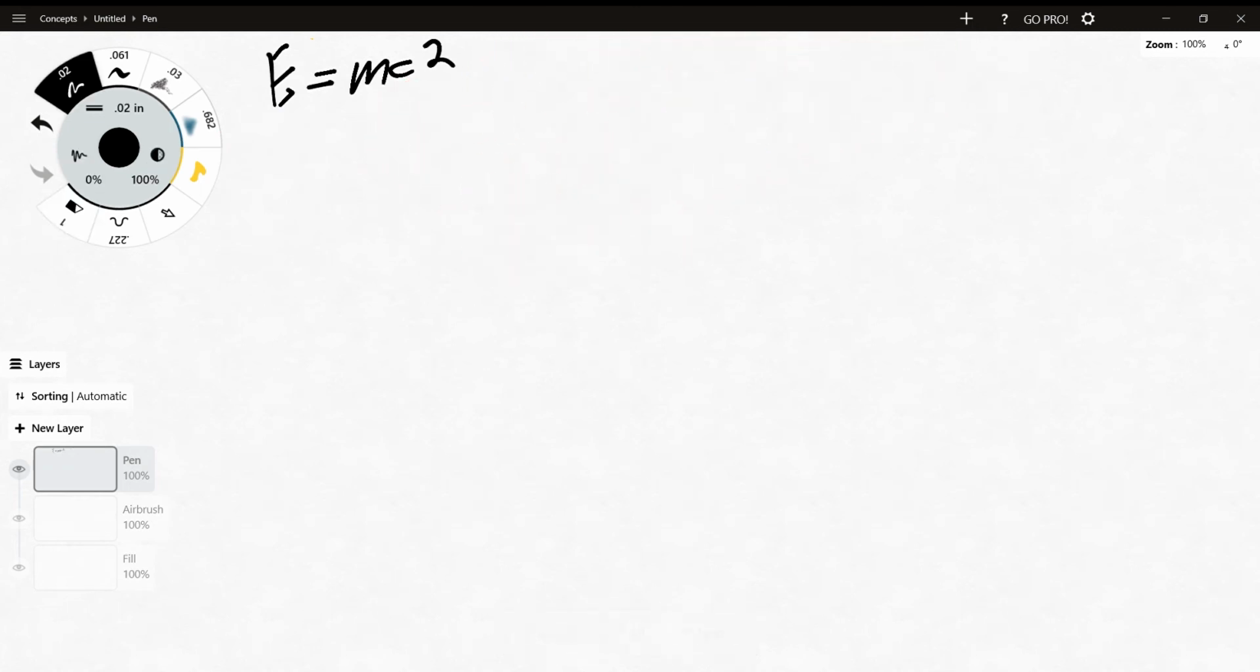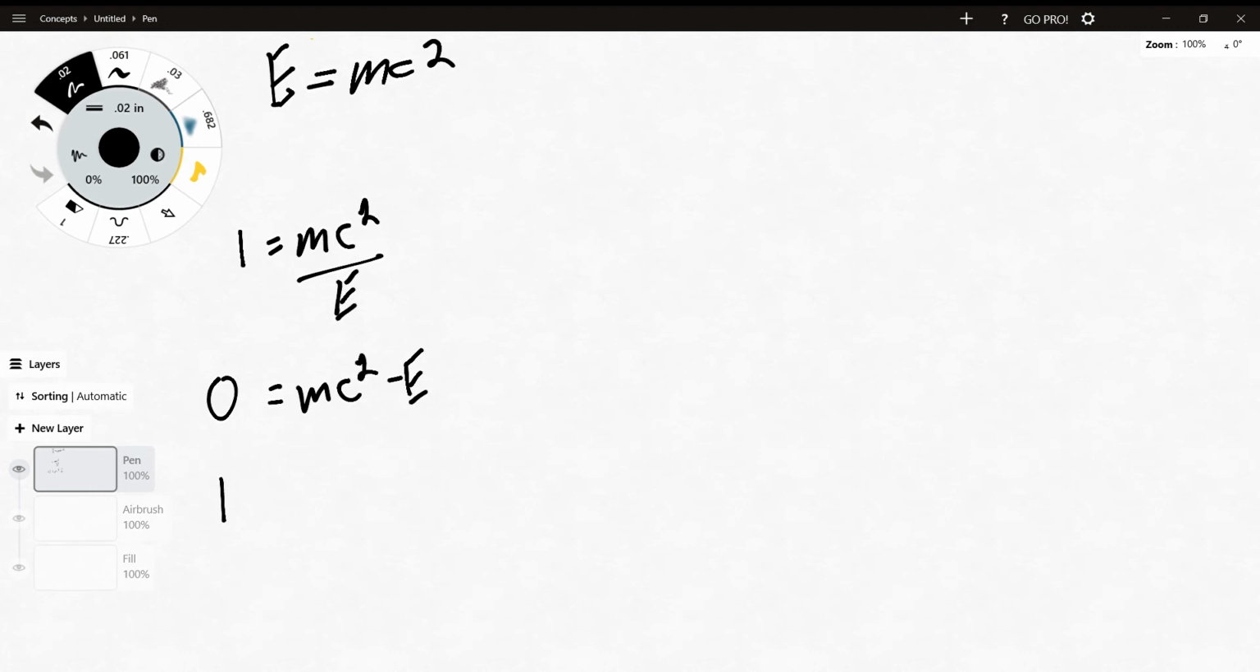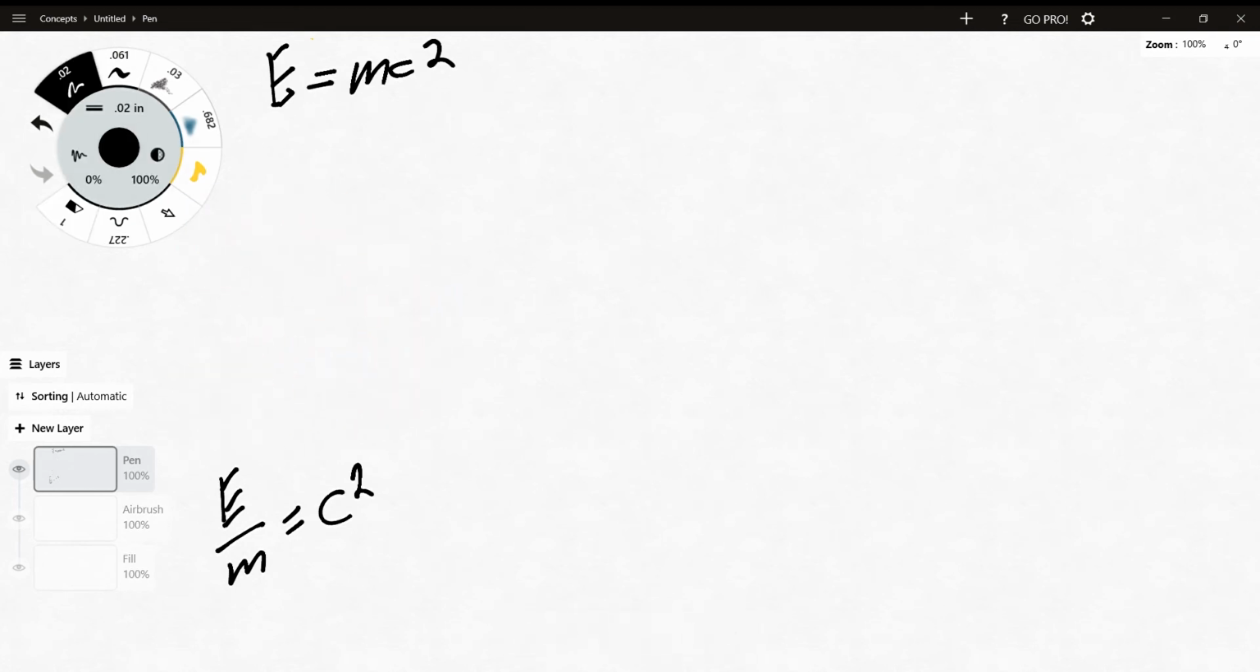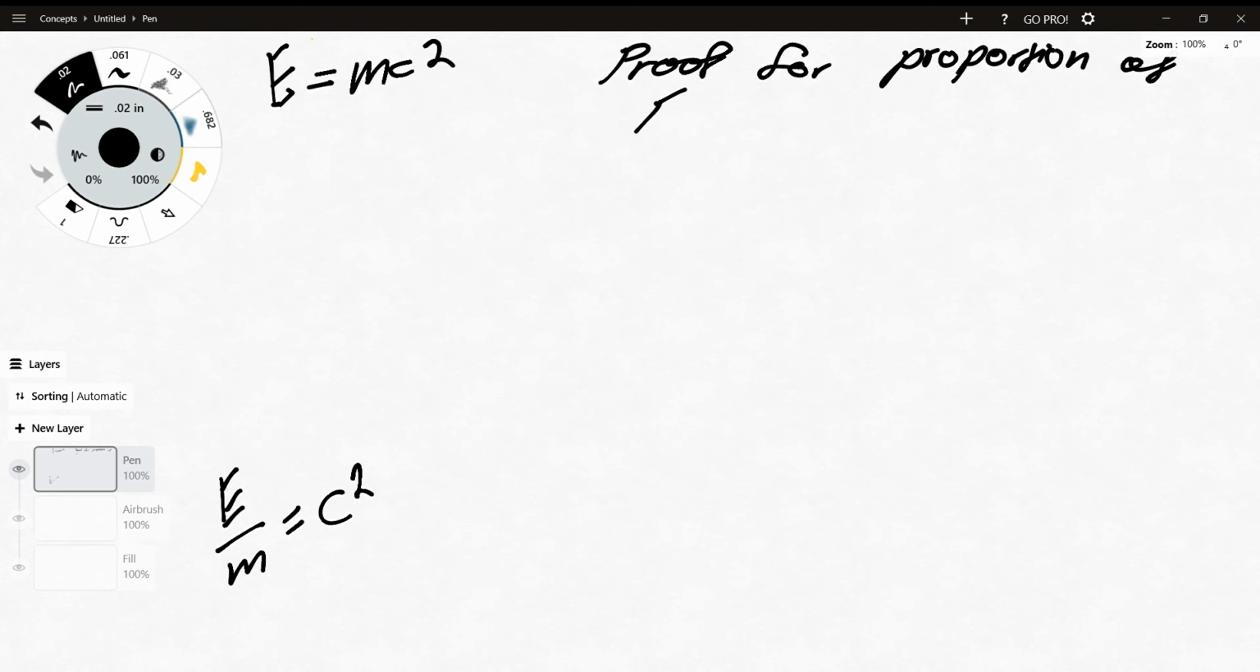And we're allowed to manipulate this expression. This expression is, at the end of the day, a tool. So I'm allowed to say things like 1 equals mc squared on E. I'm allowed to say things like 0 equals mc squared minus E. I'm allowed to say E on m equals c squared. And this last one is very important, because what we can do here is a sort of proof for the proportionality of energy and mass.